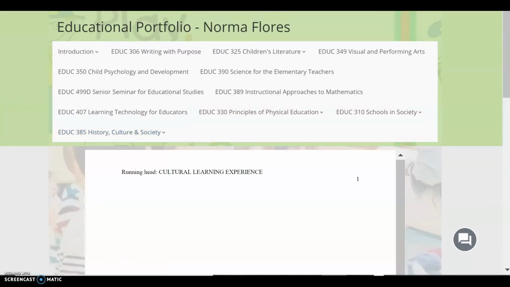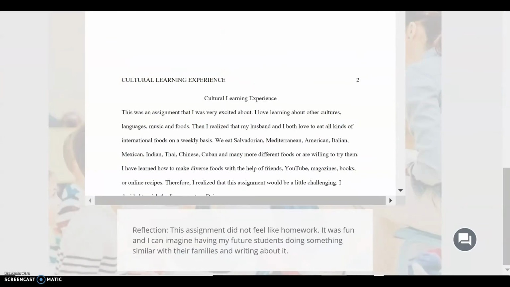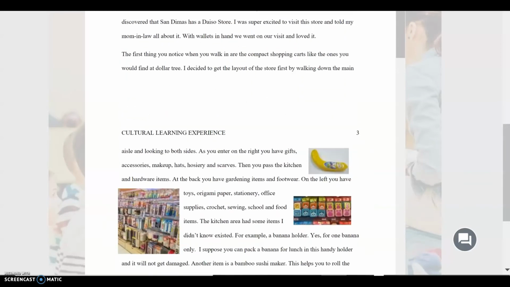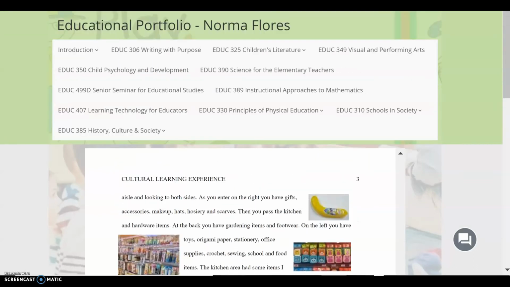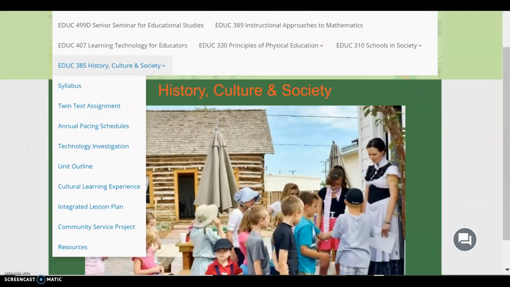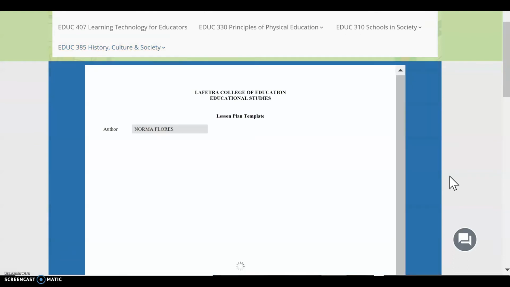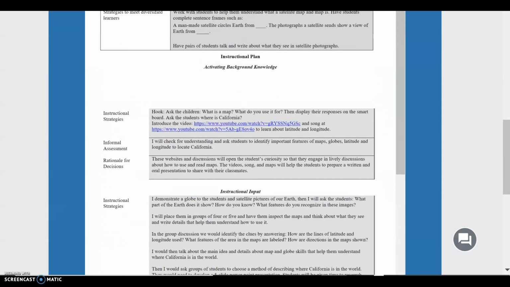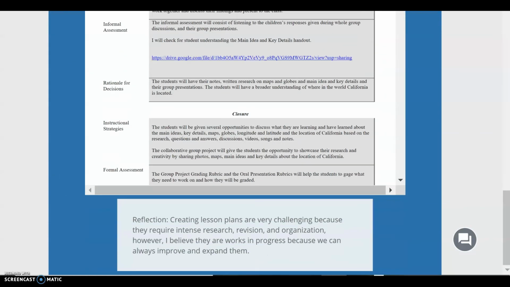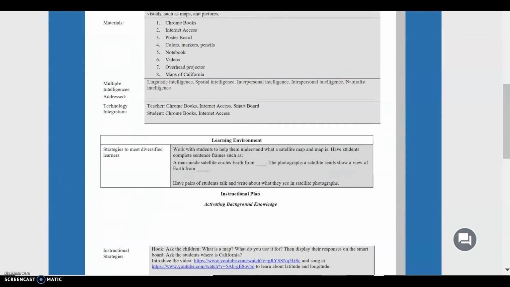This was my cultural learning experience, which was actually a lot of fun to do. It did not feel like homework at all. I can definitely see myself doing this assignment with my classroom students and also their families. And this is an integrated lesson plan. I think a lesson plan is always a work in progress because we could always expand and improve them.